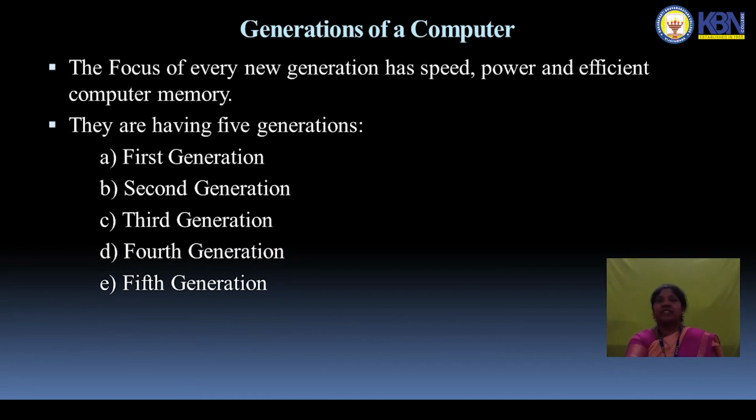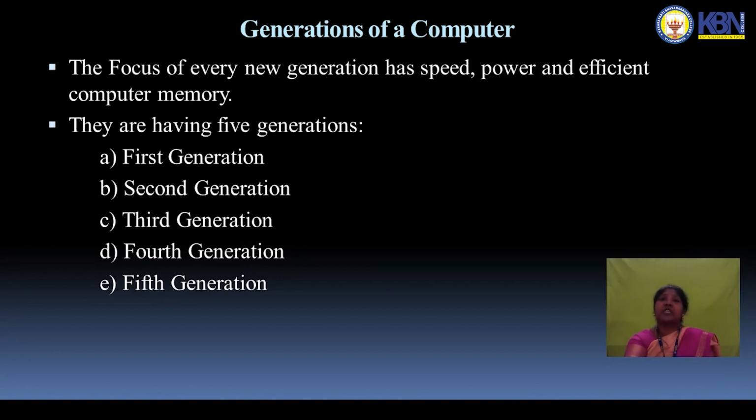In the last lesson we learned about the applications of computers. Where we are applying computers, we call it applications of computers. This is why we are using computers, what is the purpose of computers; we learned it in the last class. Now, generations of computers. Generations of computers we call the stages. So stage 1, stage 2, and we can simply say it's a history also. How they came, how they developed, what are the different stages they implemented technically and logically. The focus of every new generation is speed, power and efficient computer memory.